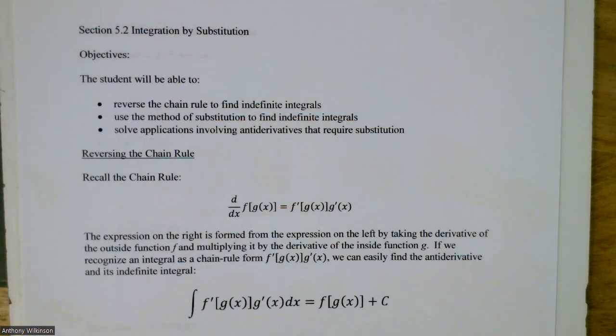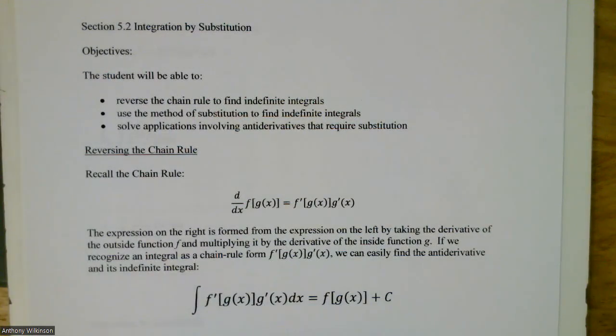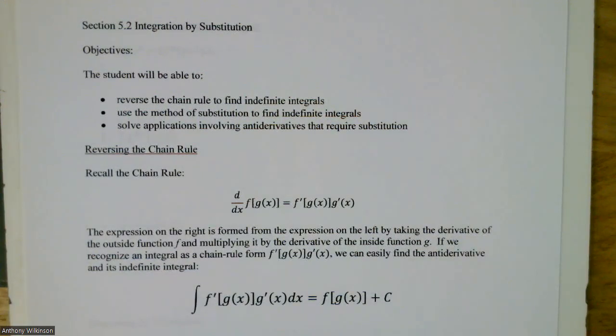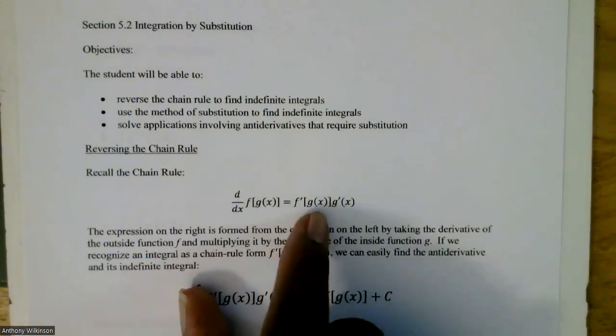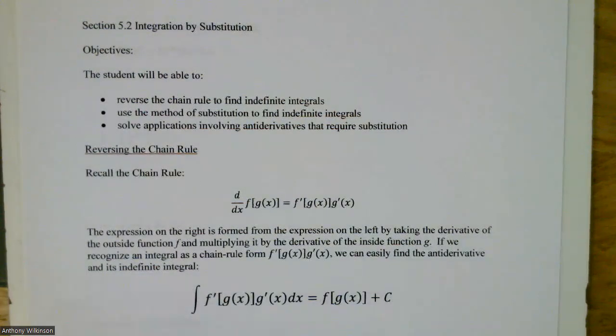All right, so basically, when we do integration by substitution, we're going to be doing something called reversing the chain rule. Now, if you recall, the chain rule is this: if you have the derivative with respect to x of f of g of x, where g of x is your inside function and the outside function is f of x, we do this. We take the derivative of the outside function, f prime of g of x, and then we turn around and take the derivative of our inside function, which is going to be g prime of x.